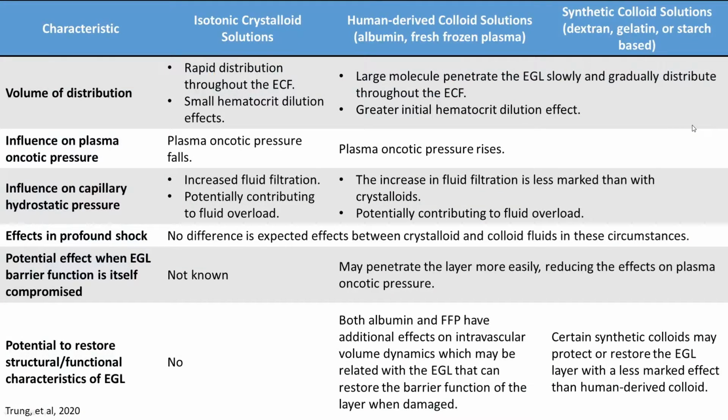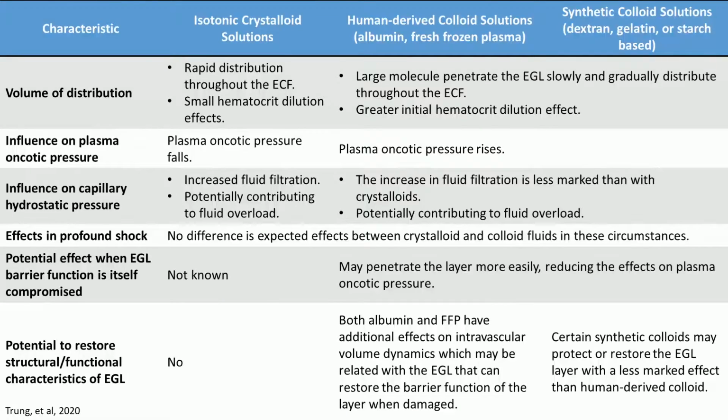Recent studies on crystalloid solutions, human-derived colloid solutions such as albumin and fresh frozen plasma, and synthetic colloid solutions such as dextrans and gelatins used in dengue management show different characteristics. For example, isotonic crystalloid solution has rapid distribution throughout the extracellular fluid with a small hematocrit dilution effect, while colloid solutions, which have large molecules, penetrate the endothelial glycocalyx layer, distribute slowly and gradually throughout the ECF, and have a greater initial hematocrit dilution effect.